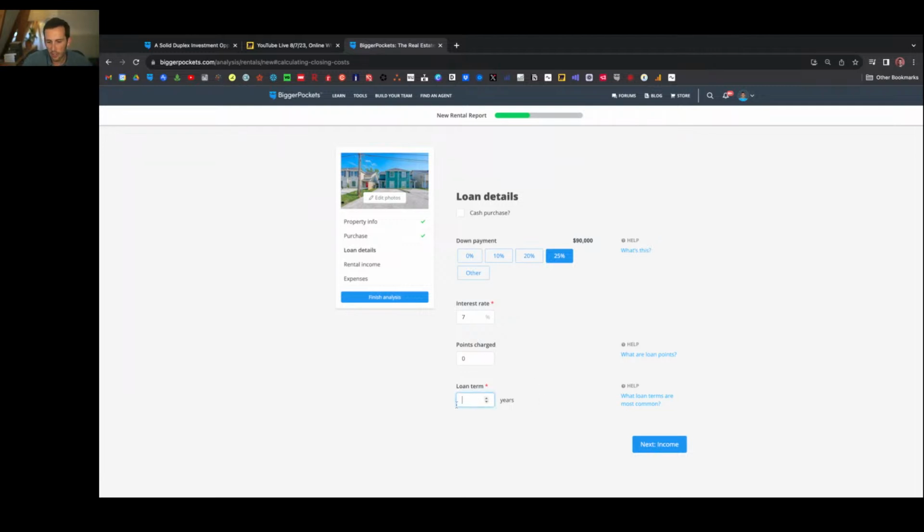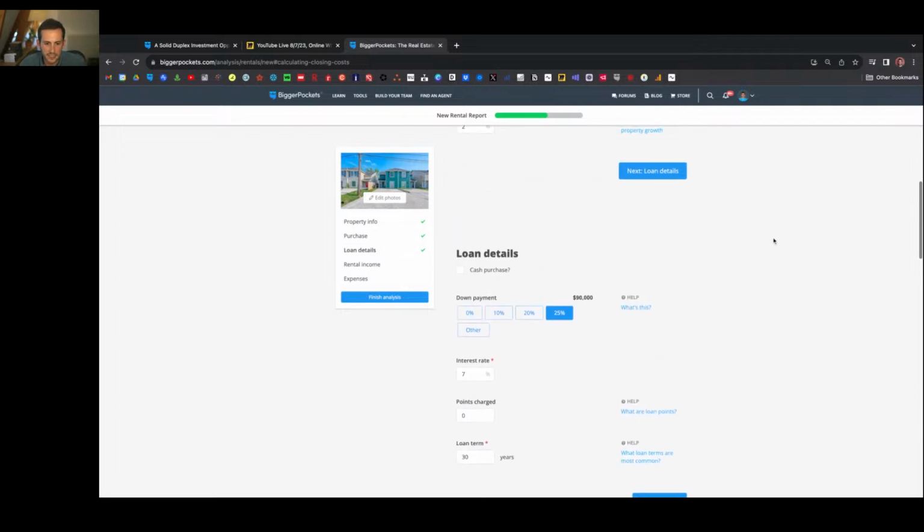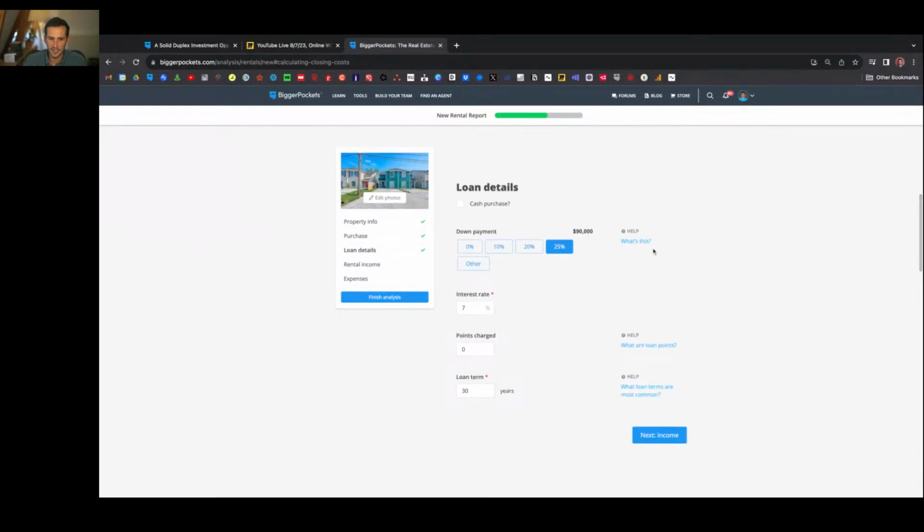All right, so loan term, 30 years. That's, in my opinion, the best thing to do for a deal like this. And so we're moving on. Guys, I know it seems like I'm entering a lot of things, but we're almost done. We've just put in property information, purchase, loan details. Now we go into rent income.